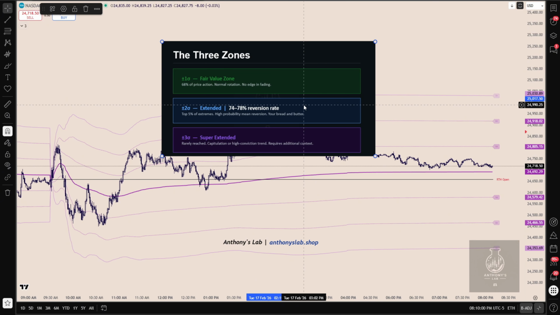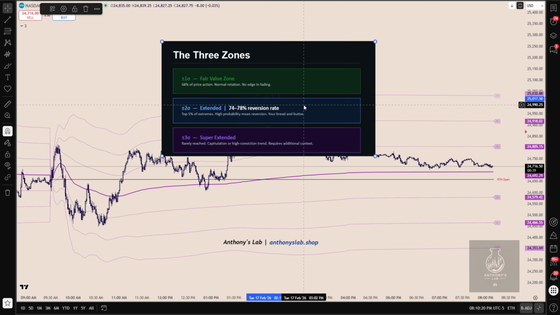We consider the 2 standard deviation zone the extended zone. This zone contains 95% of price action. Trading at 2 standard deviation is considered extreme. Algorithms are operating aggressively here as they must guarantee the VWAP fill price.